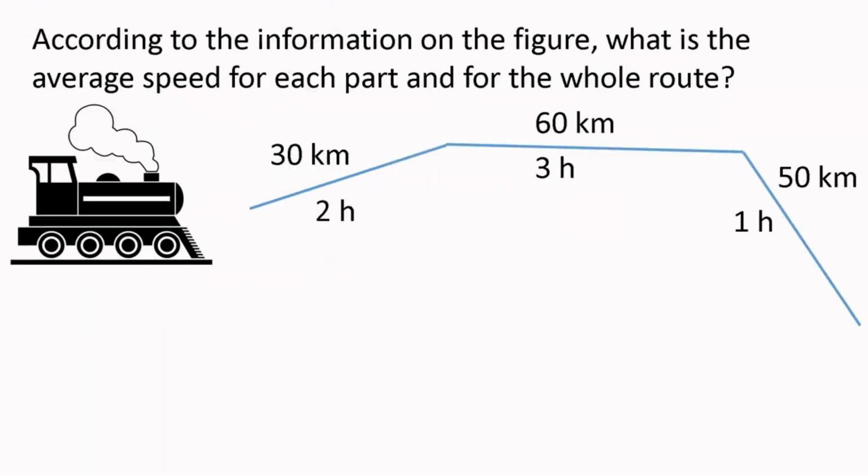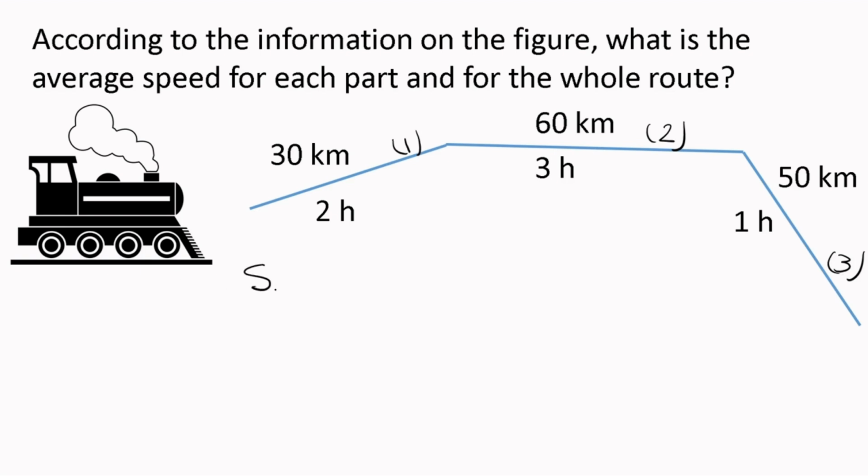Okay, here we have a train which is going to pass a route, and its route contains 3 parts: first part, second part, and third part. And we want to calculate average speed for each part and for the whole route.